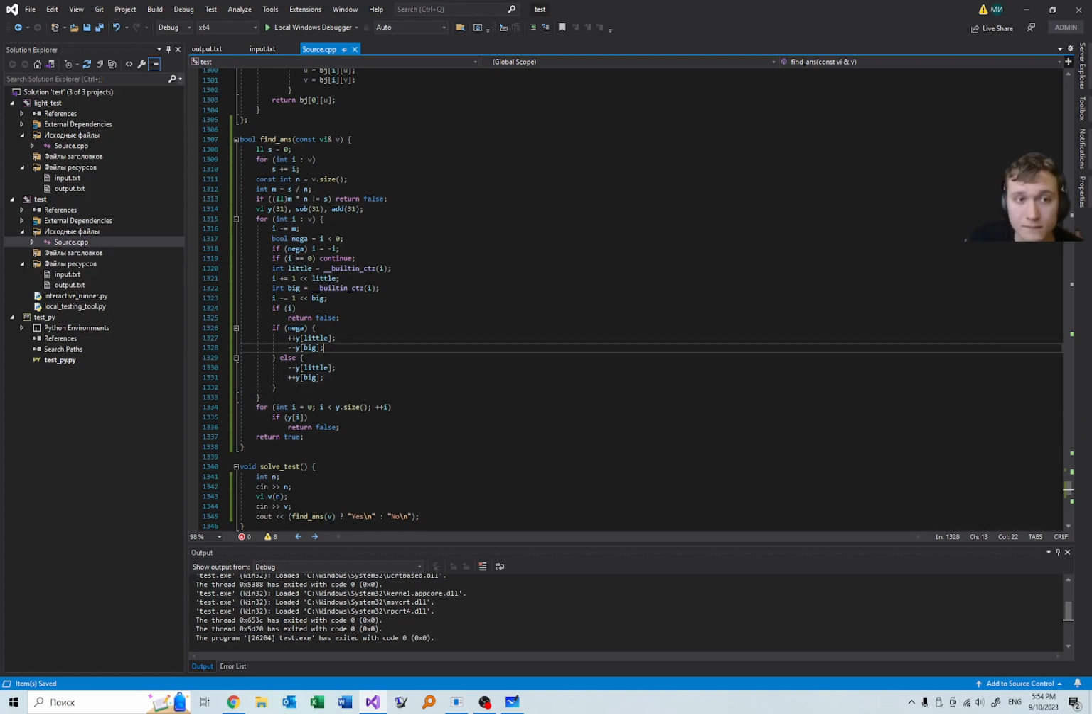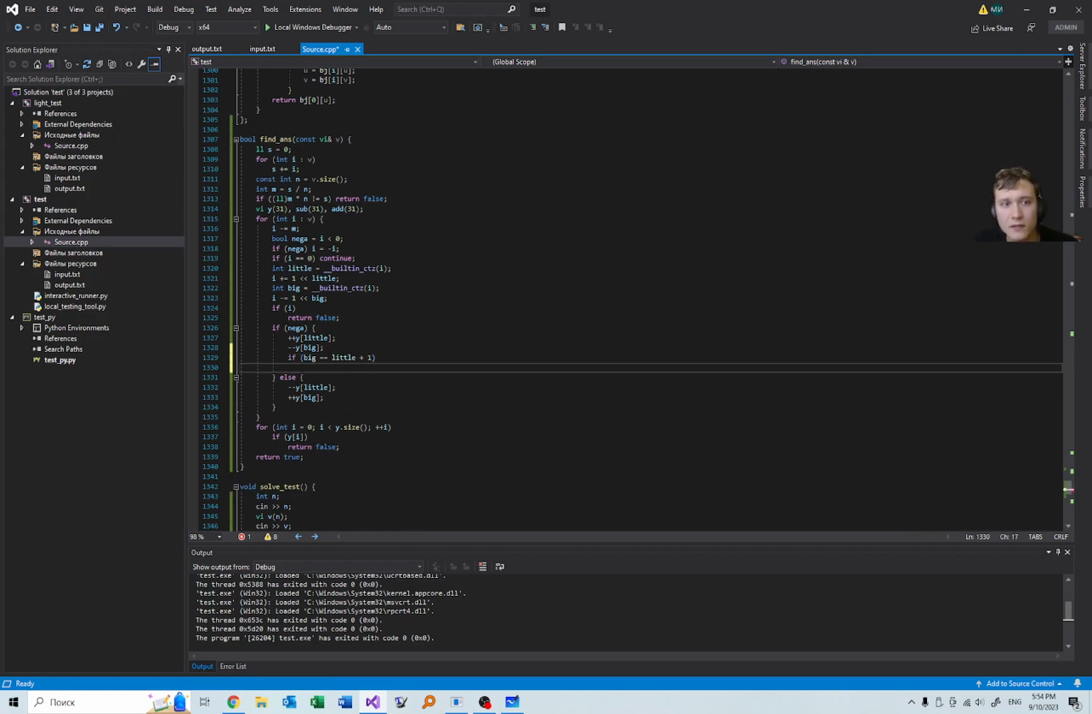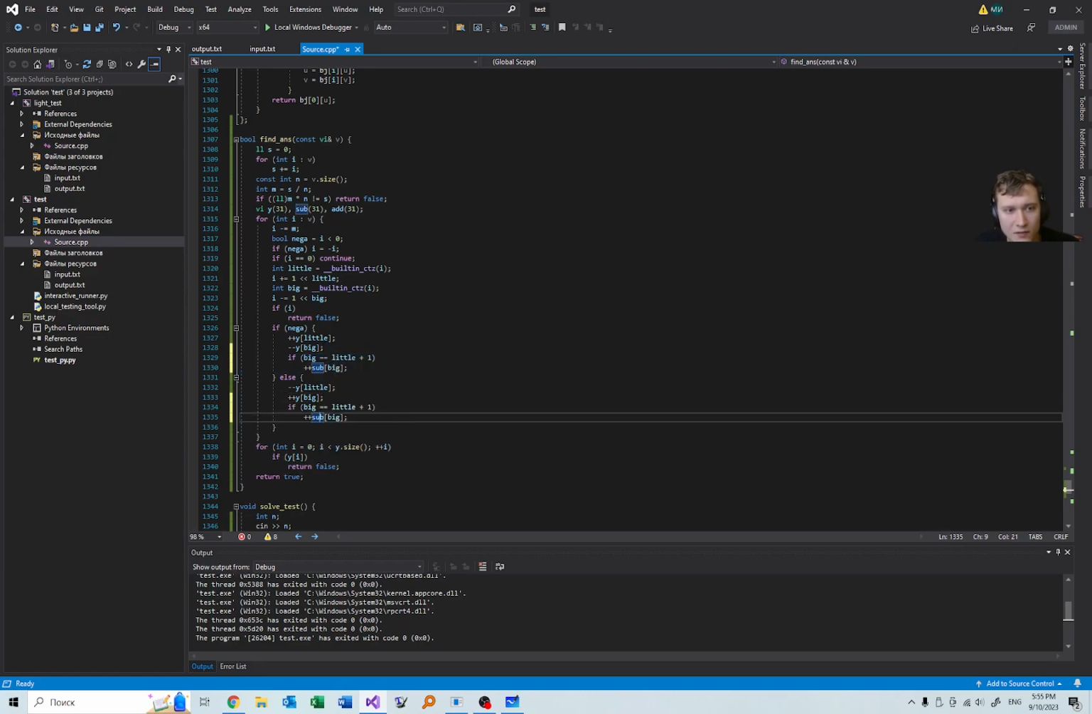Okay. So if big is equal to little plus 1, this means that we subtracted one time from big. And here, if big is little plus 1, then we added one time to big. So, and here we go.